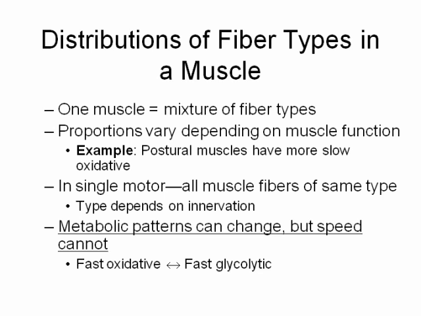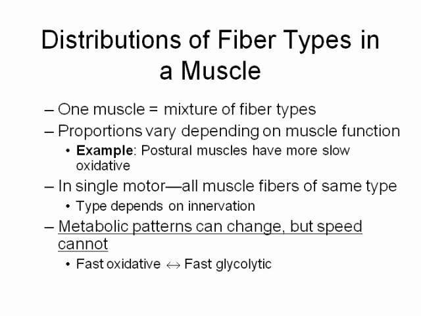So how are these distributed in a muscle? Well, first of all, one muscle is a mixture of fiber types. And the proportions vary depending upon the muscle function. An example, postural muscles, that is those that are involved in your back and your pelvis, have more slow oxidative capacity. They're necessary for a low-level, sustained degree of contraction to keep your posture upright.